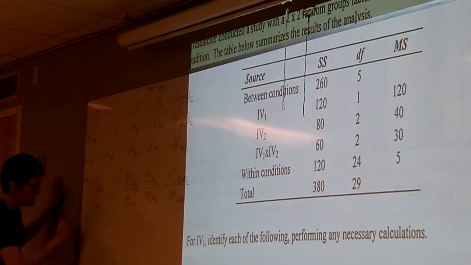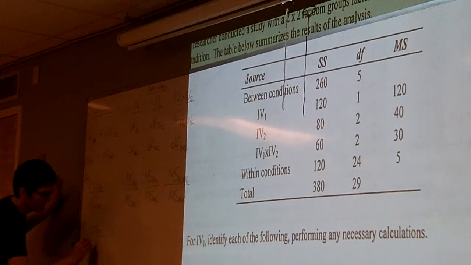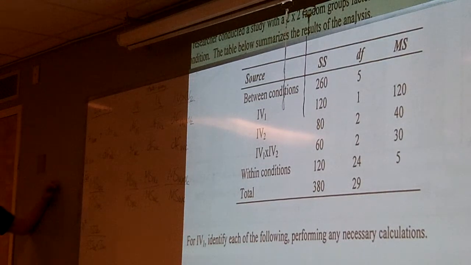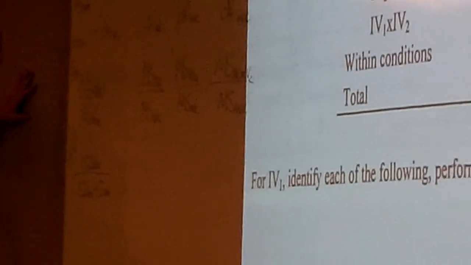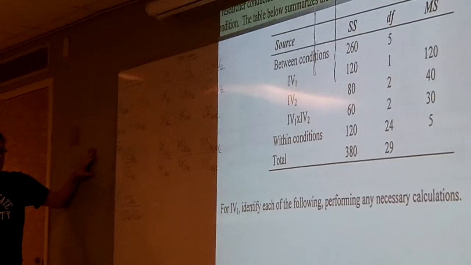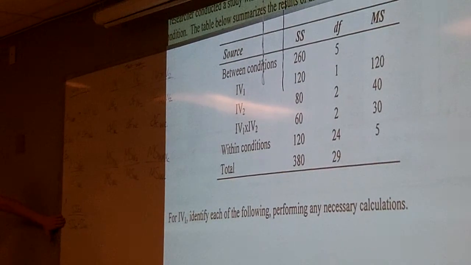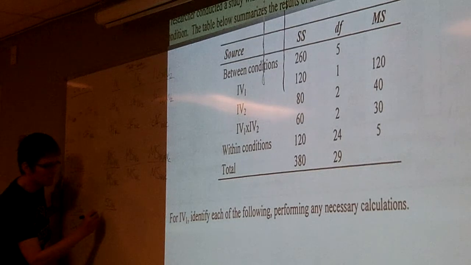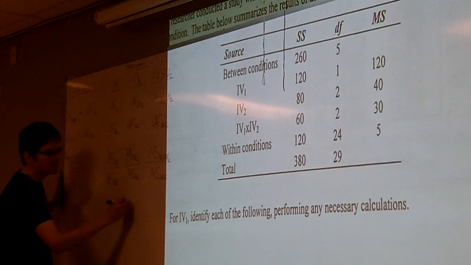And if I wanted to do eta squared, what do I do to get eta squared for a main effect of IV1 in a two-way ANOVA with independent groups? How do I modify this formula to get the right formula for the factorial? Sum of squares IV1 over sum of squares IV1 plus sum of squares within conditions. Yep. So now we're just going to swap out the right sum of squares for sum of squares between conditions.